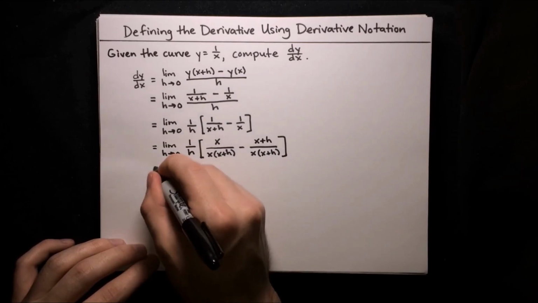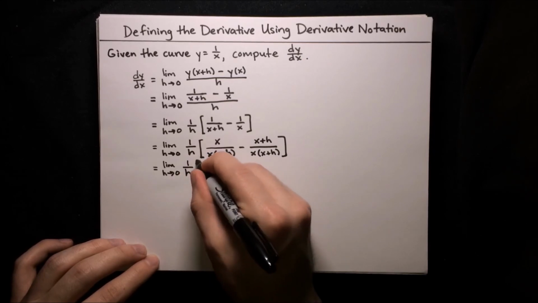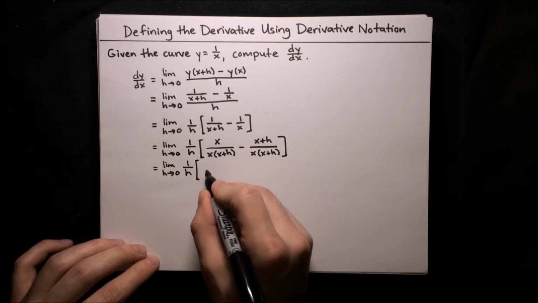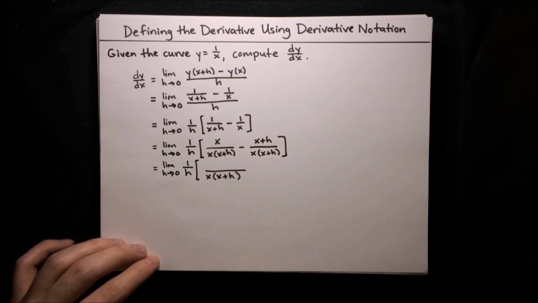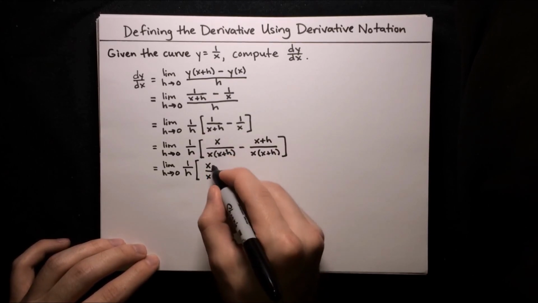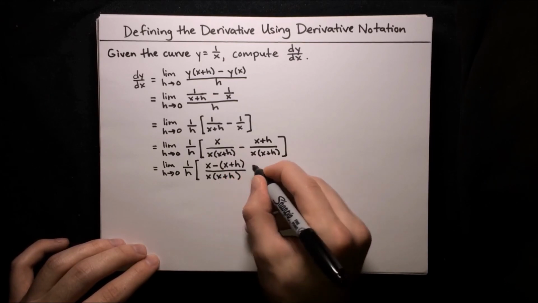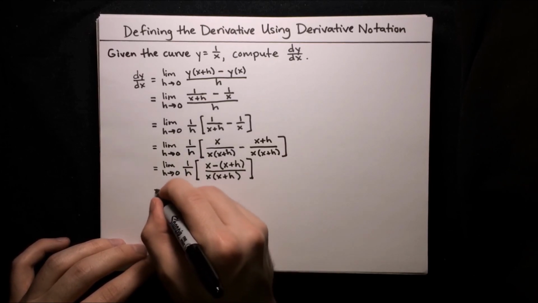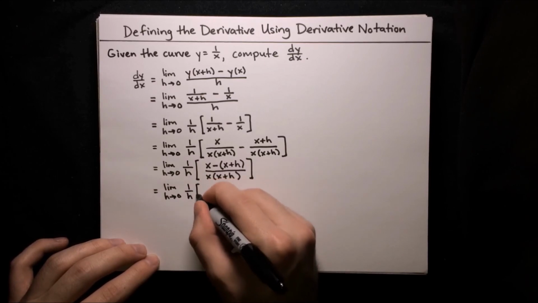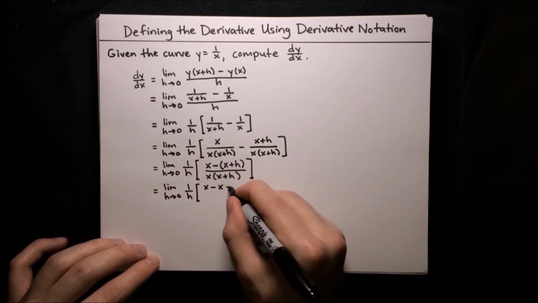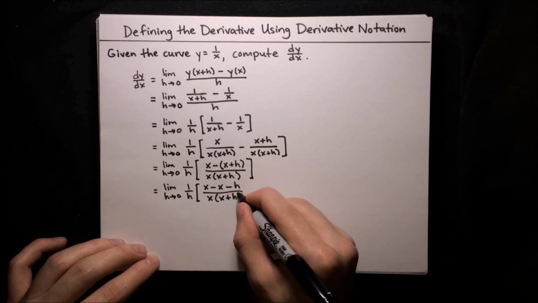Now we can subtract these fractions because they have the same denominator. So, the limit as h approaches 0 of 1 over h times, with everything over a single denominator, x times x plus h, and then we've got x, the numerator of this fraction, minus the numerator of the other fraction. Remember to use your parentheses. We have to distribute that negative sign, and we get 1 over h times x minus x minus h in the numerator, over x times x plus h.